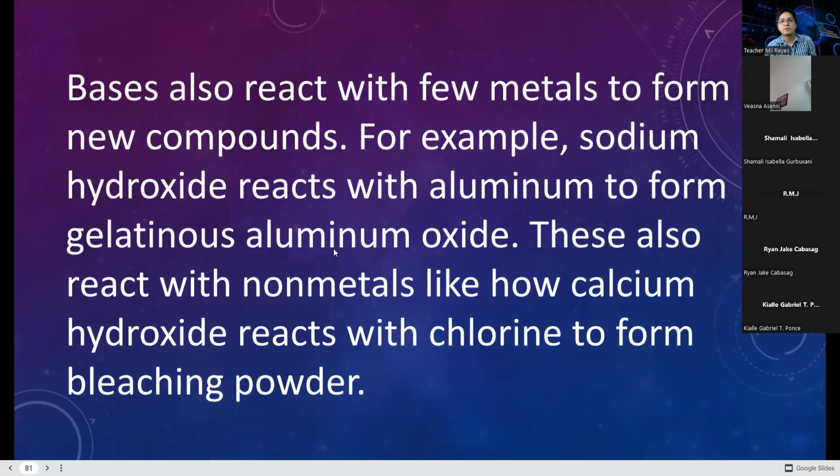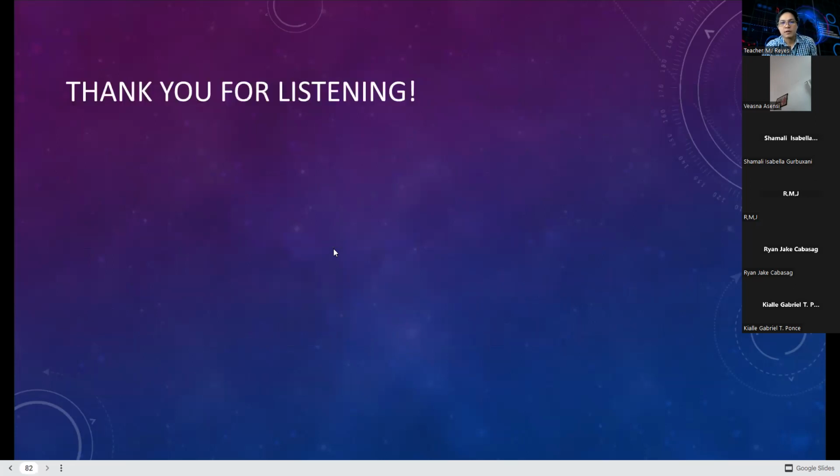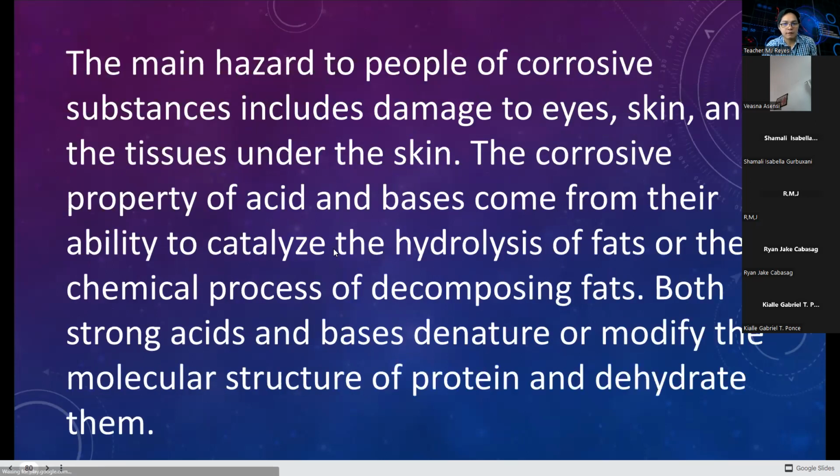Bases also react with a few metals to form new compounds. For example, sodium hydroxide reacts with aluminum to form gelatinous aluminum oxide. Bases also react with non-metals, like calcium hydroxide reacting with chlorine to form bleaching powder. Those are just a few of the reactions of bases.